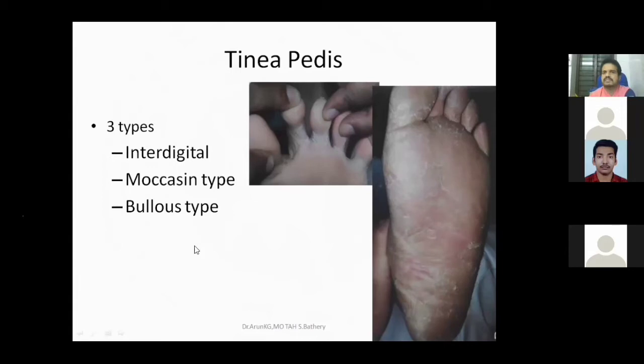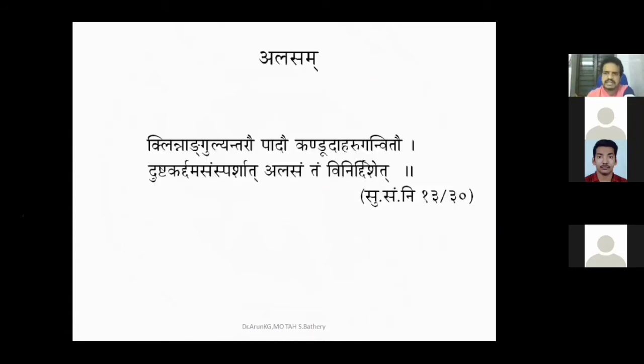Then bullous type Tinea Pedis is also there. It happens rarely, in those individuals having hypersensitivity to this fungus. This can be compared to Alasam.